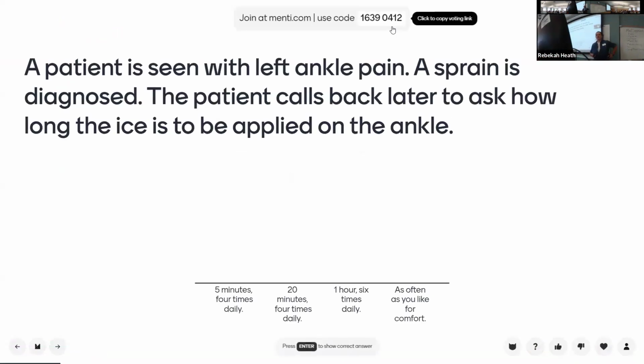Another question: a patient is seen with left ankle pain. A sprain is diagnosed. The patient calls back later to ask how long the ice is to be applied on the ankle. I know I really shouldn't have just said that earlier and given you the answer. I forget what I asked in the question. It's okay, I can see who's listening. So yes, no more than 20 minutes at a time.